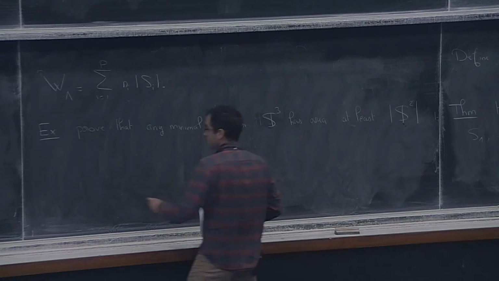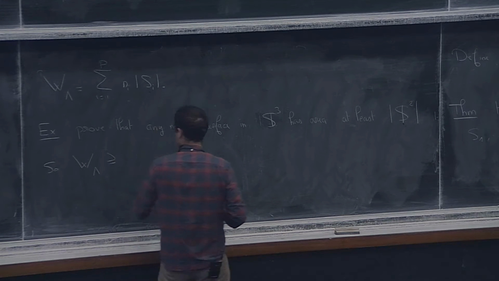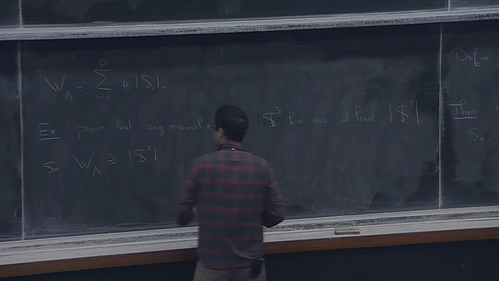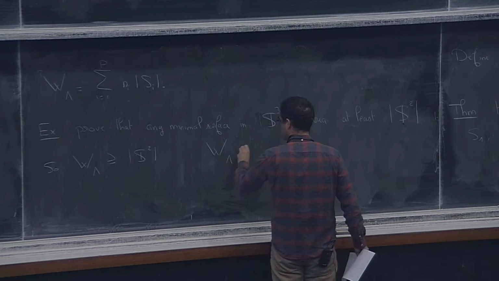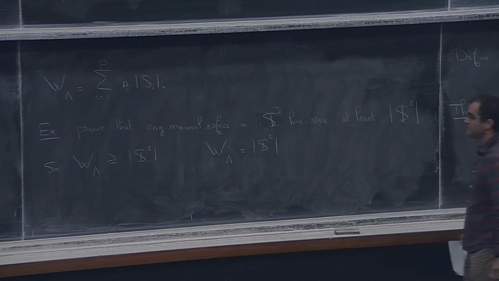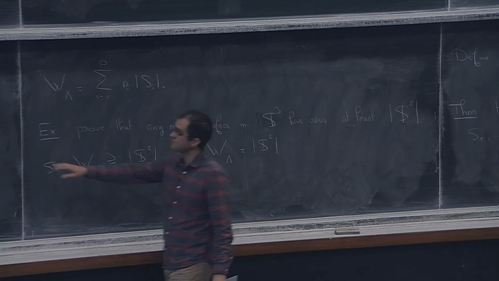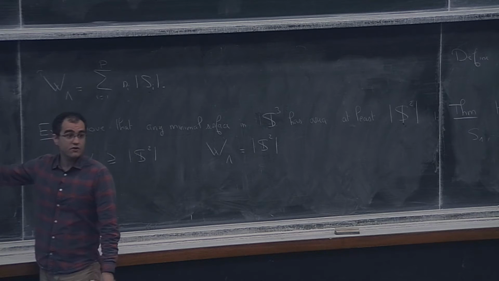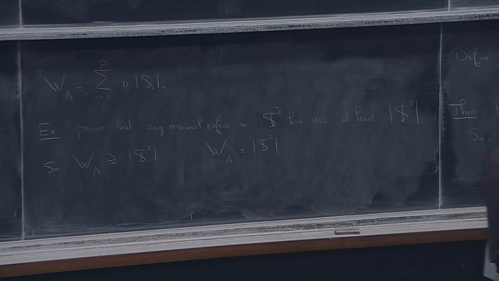So W of lambda is larger than the area of S2. So W of lambda is exactly the area of S2. So this sweepout there is in fact optimal for the problem. And it tells me that the surface you get here is just S2 by this construction.